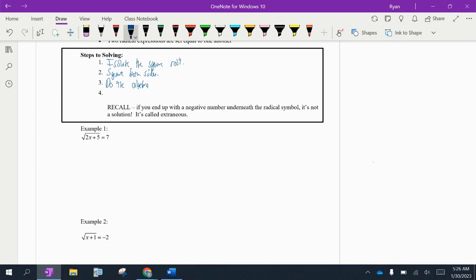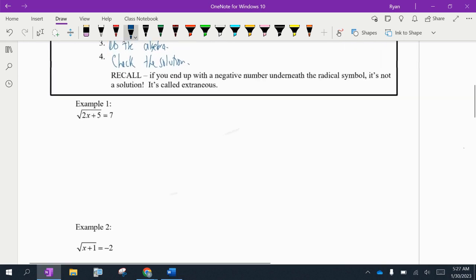Step number 4, and we don't always do this in math, but we probably should. We absolutely have to do it here. Check the solution. We're going to see that sometimes we do everything correct in these problems, we don't do anything wrong, we get an answer, but the answer just doesn't work. When that happens, that's called an extraneous solution. It's something that worked with the way we solved it, however, it didn't work with the original equation that we had. And if that's the case, we can't include it as a real solution.